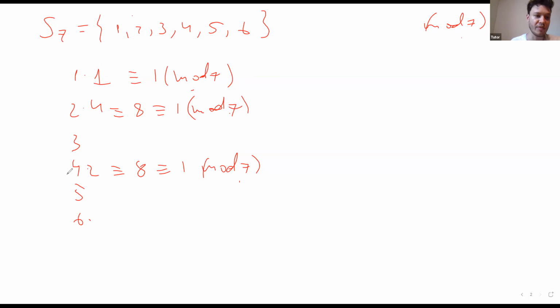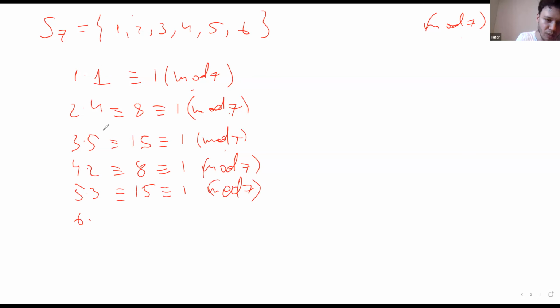So 3 can be paired with 3, 5, or 6, right? If I look at 3, I see that 3 actually gets paired with 5. 3 times 5 is going to be 15, which is also congruent with 1 mod 7, right? Okay, and then what about 5? Well, if 3 goes with 5, then 5 has to go with 3, which is 15, which is congruent with 1 mod 7. And then what about 6? Well, 6 is going to go with itself. So we see that this is 36, and it's also congruent with 1 mod 7.